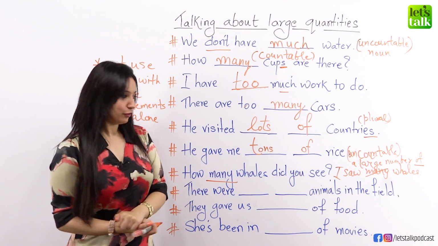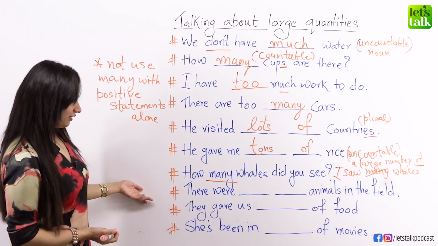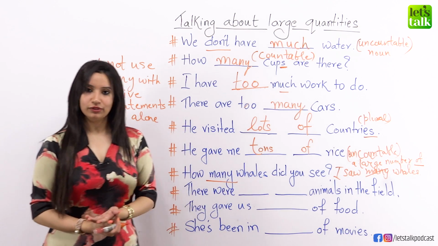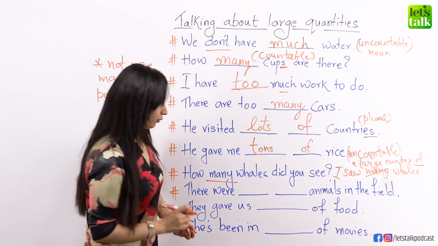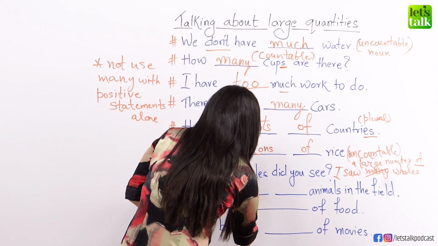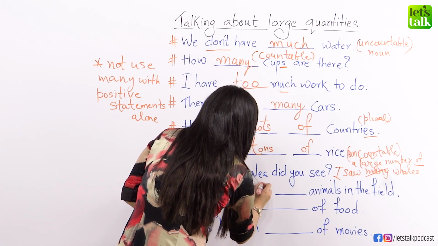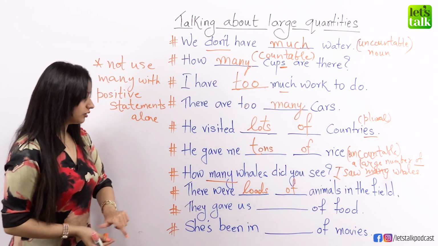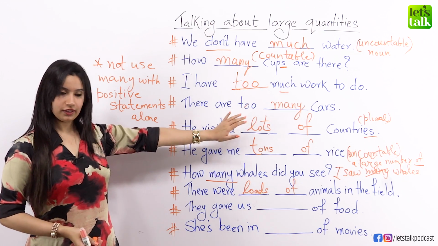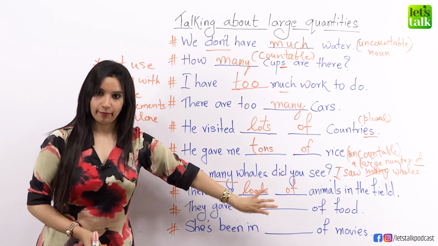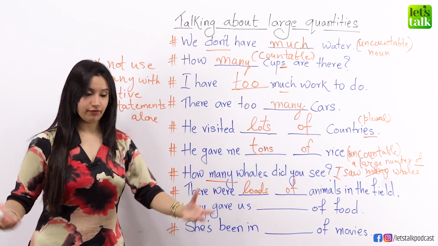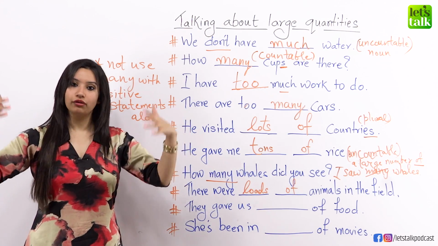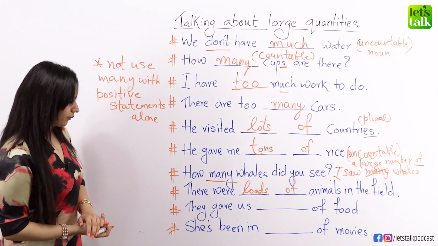Let's get back to where we were. And here we are at the next one. There were dash dash animals in the field. So you could say that there were loads of animals in the field. So loads means something similar to lots, and you could use either of them. So load is something which is very heavy. So there were loads of animals in the field means there were a great number of animals in the field.